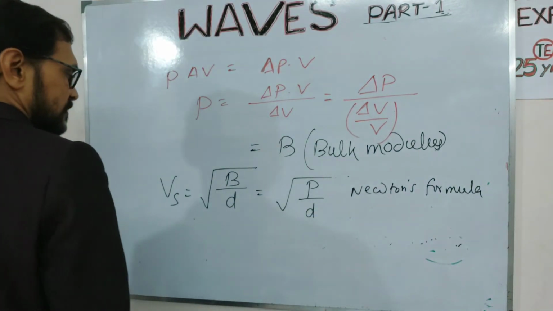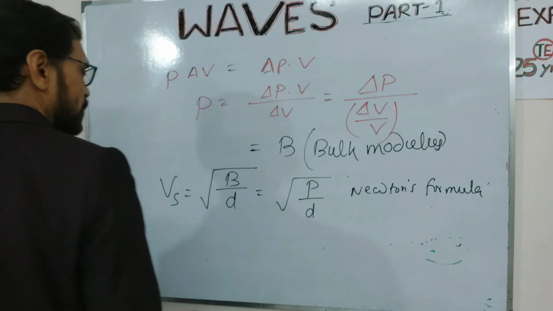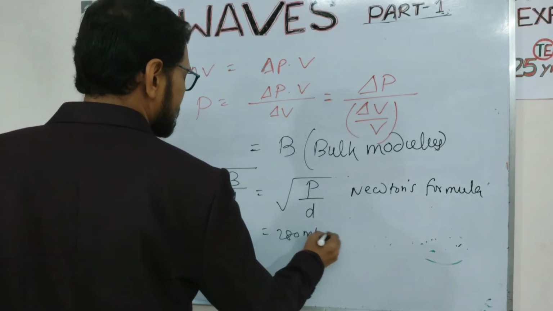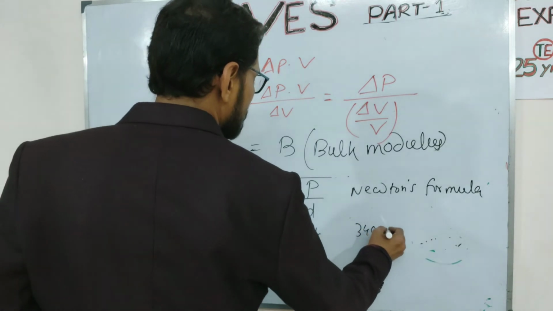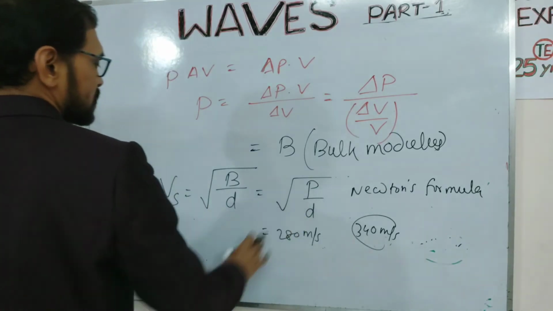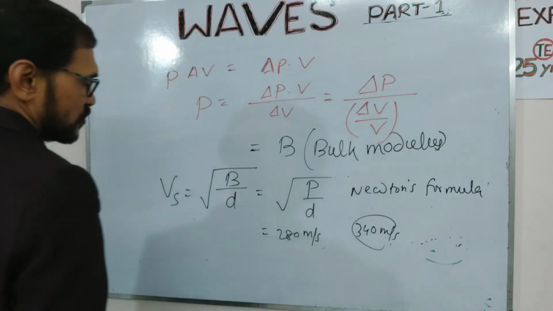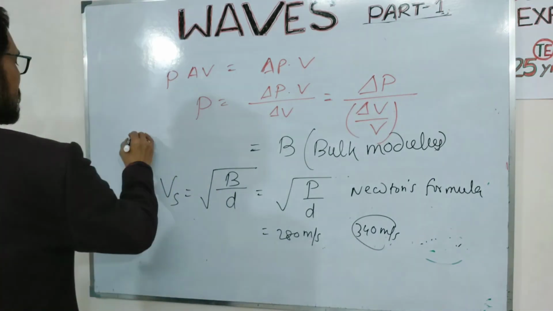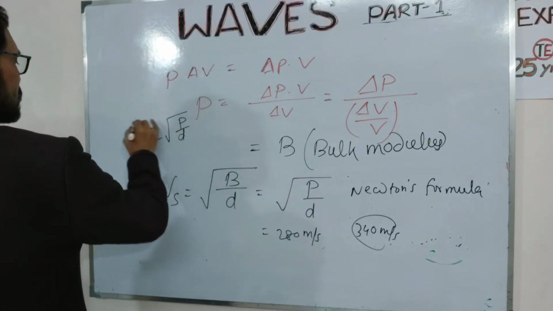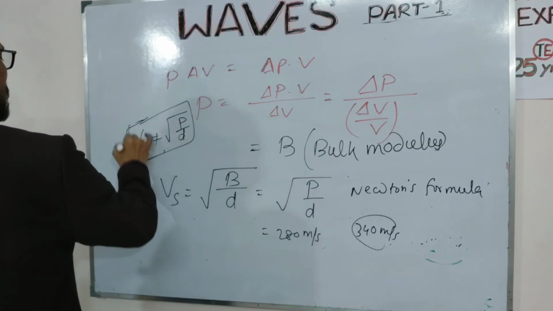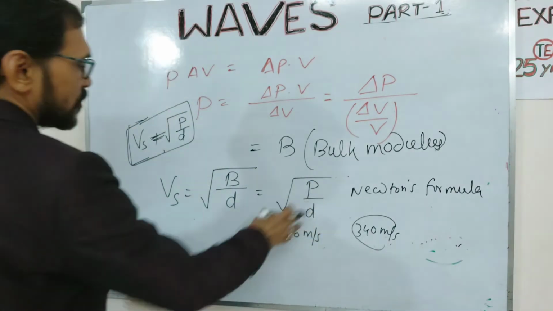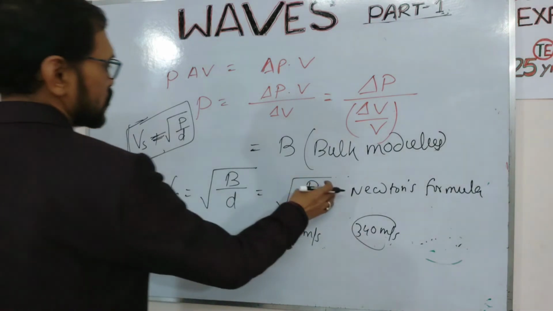But if we calculate the velocity of sound, it becomes 280 meter per second, but actually it is 340 meter per second. So something is wrong here. Some factor is present here which was found by Laplace. So this is not correct, we cannot use this formula of velocity of sound. This is Newton's formula. Sometimes this formula comes in school exam, so I have shown this.